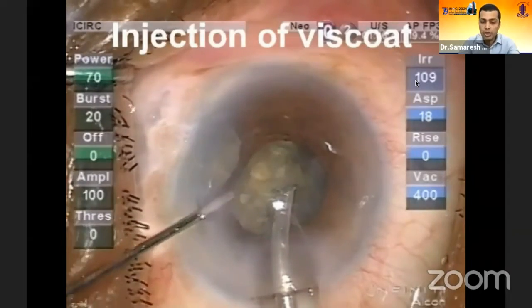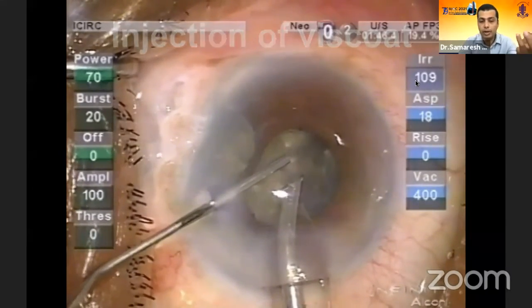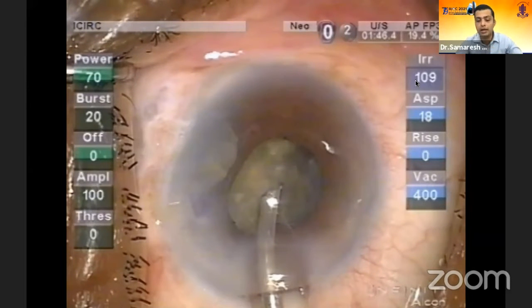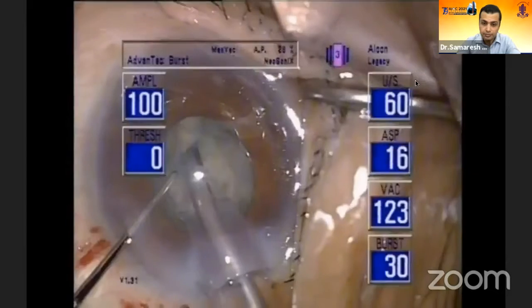Viscoat is chondroitin sulfate. It's a heavy viscoelastic, heavy molecular weight. And like its name says, dispersive, it will sit like a paperweight and it will pull the iris back towards the posterior pole, and it will prevent it from prolapsing. So you can easily remove your instruments.